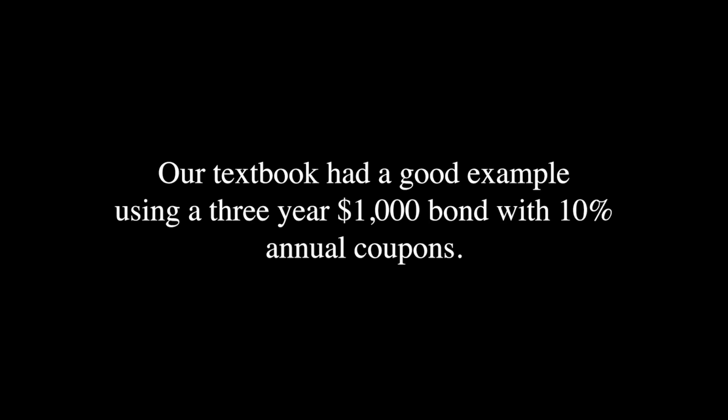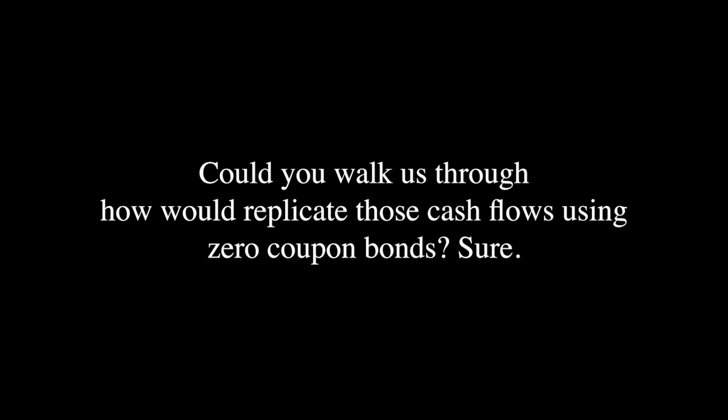Makes sense. Our textbook had a good example using a 3-year $1,000 bond with 10% annual coupons. Could you walk us through how we'd replicate those cash flows using zero coupon bonds? Sure. To replicate those cash flows perfectly, we'd need 3 zero-coupon bonds. One would mature in 1 year to match that first $100 coupon payment, another would mature in 2 years for the second $100 payment, and the last one would mature in 3 years to cover that final payment, which includes both the last coupon and that $1,000 face value. Got it. So we're basically creating a synthetic version of that original bond using those zero coupon pieces.